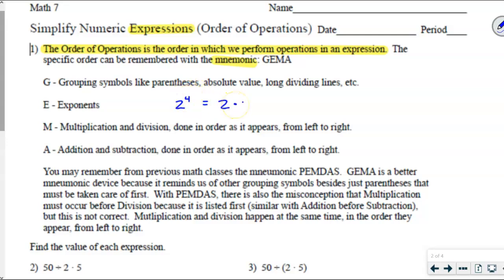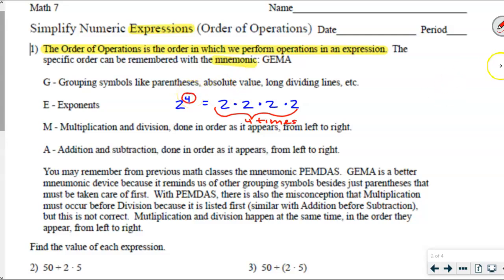So Alexis, you were close. You were really close. 2 times 2 times 2 times 2. How many times am I multiplying 2 by itself? 4 times. That is what that exponent means, and that is important to understand because you are going to see that again.